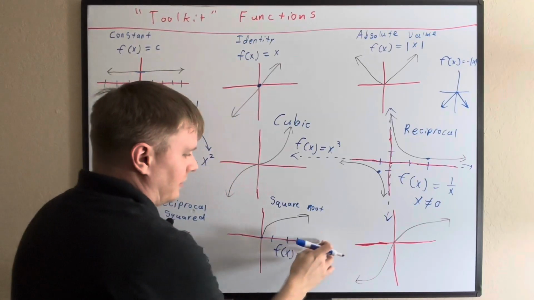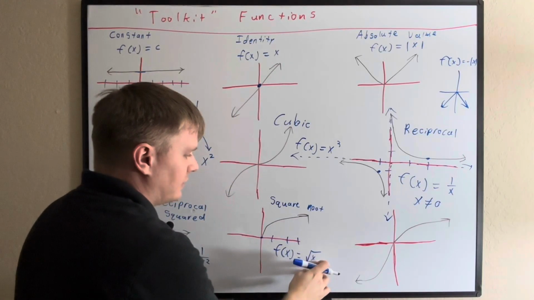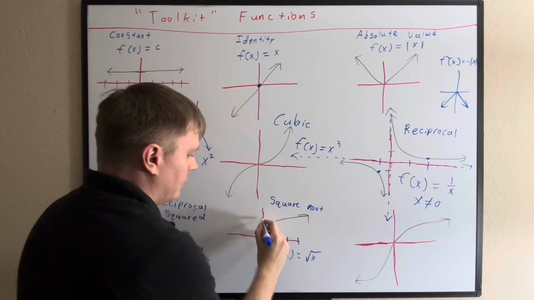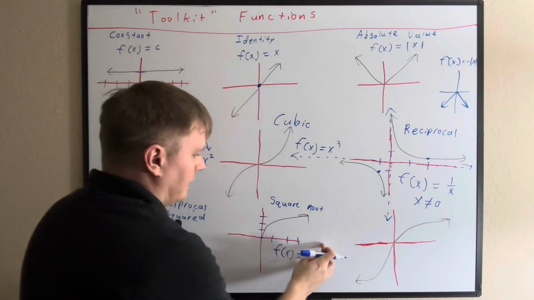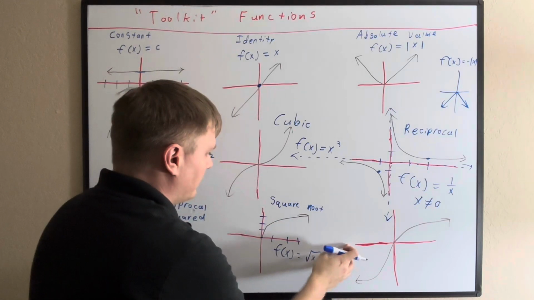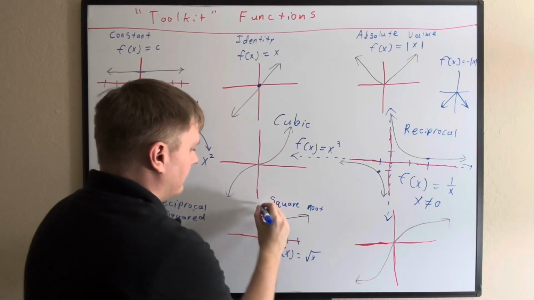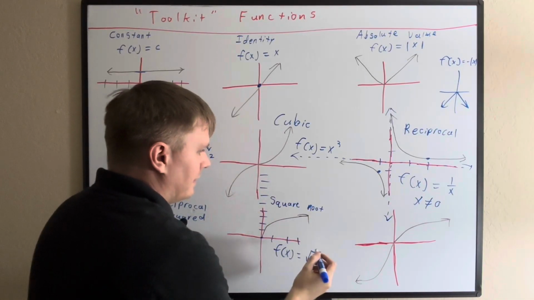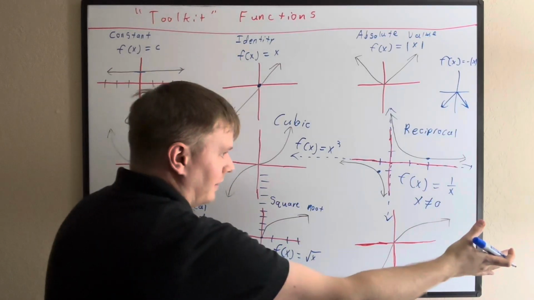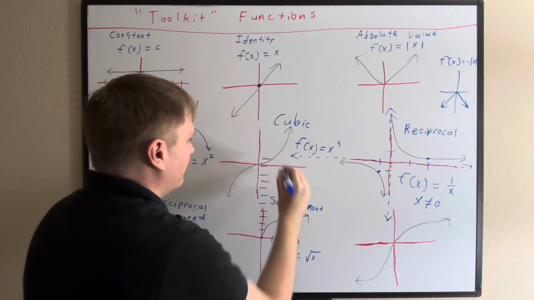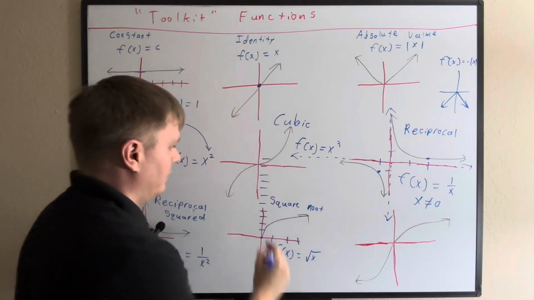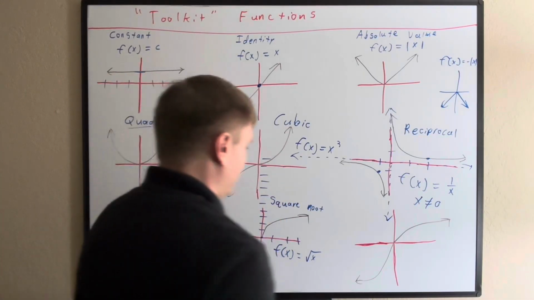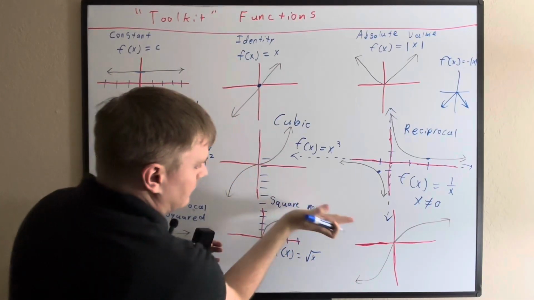Because you get to 9, square root of 9 is 3, right? You only go up 3. And then you get to 81, square root of 81 is 9. So you're only up to here. Square root of 121, that's 11. You're only up that far. So that's why it levels out.